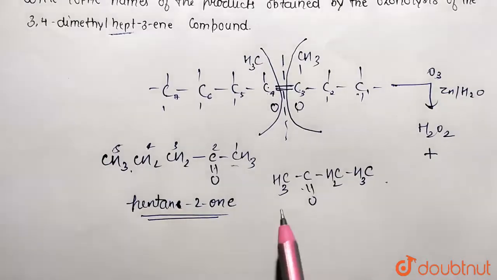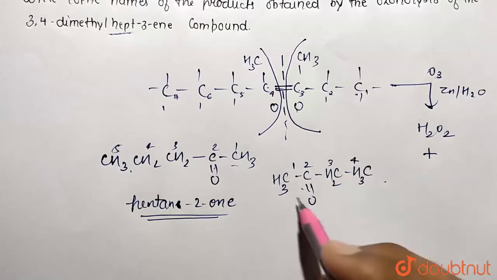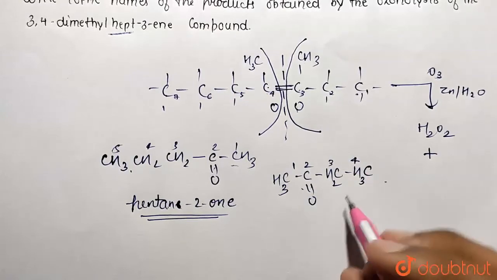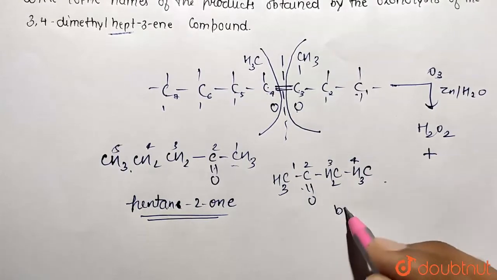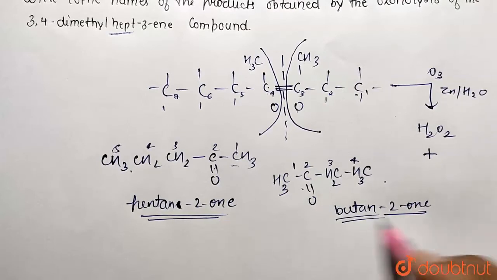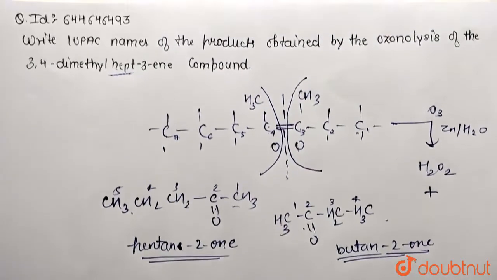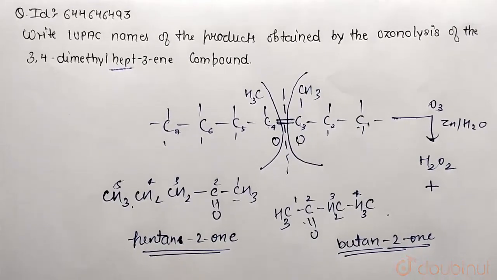And similarly the other product that is obtained over here has 1, 2, 3, 4 carbons. So basically it is butanone. So we can write the second position, butan-2-one, because the second carbon is carrying the ketonic group. So these are the IUPAC names of the products that are obtained. So this was the solution of the given question.